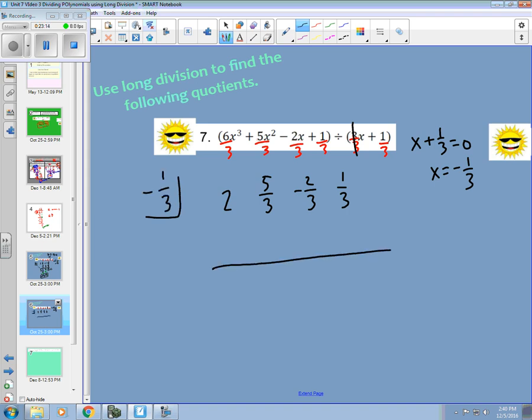All right, so do the same process. Drop down the 2. 2 times negative 1/3 would be negative 2/3. Add that up. 5 plus negative 2/3 would be 3 3/3 or 1. Multiply again. Would be negative 1/3. Negative 2/3 and negative 1/3 would be negative 3/3. Negative 3/3 is negative 1. Multiply again. Negative 1/3 times negative 1 is positive 1/3. Adding that up, we get 2/3.